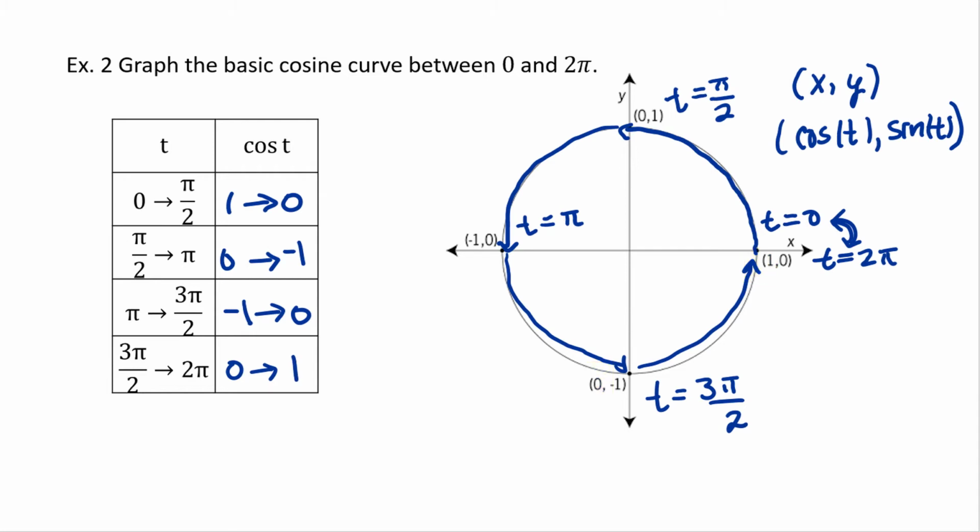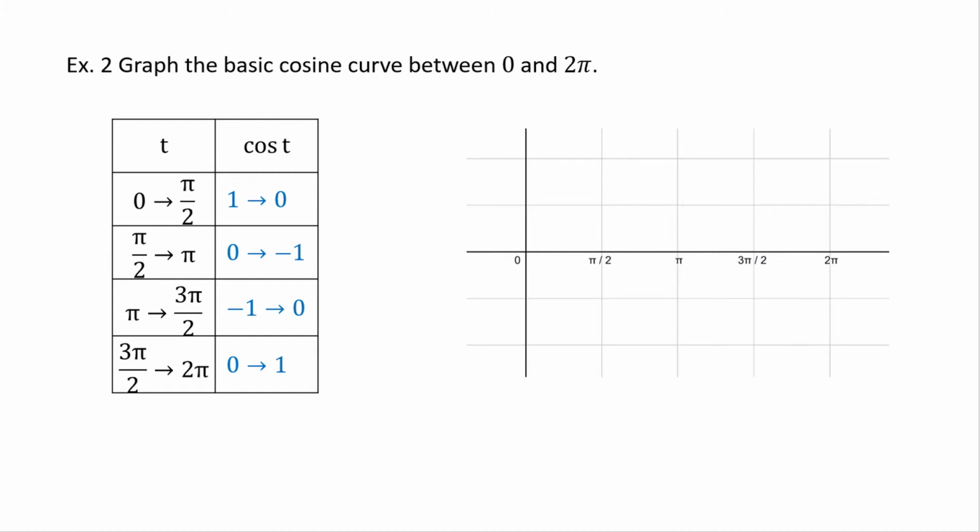Now we'll use these values to get a sketch of the cosine. Let's remember, the horizontal axis corresponds to t, the vertical axis corresponds to f of t, which is the cosine of t. Let's plot some points. At 0, 2 little dashes up, I'll call it 1, just so that we have more space. Okay? So the first ordered pair is 0, 1.